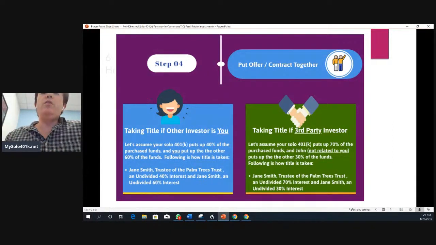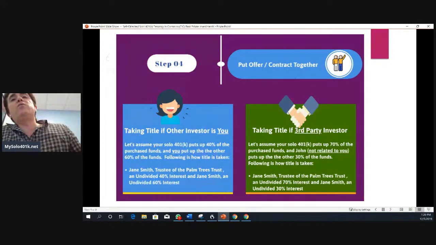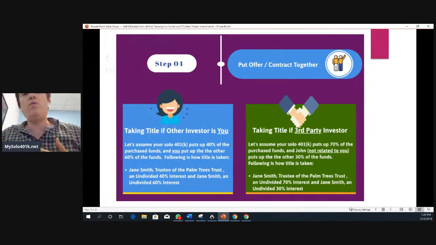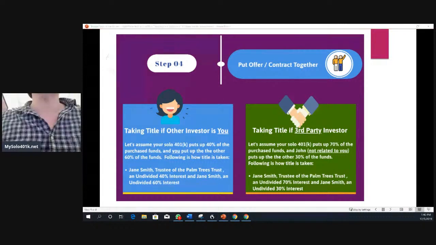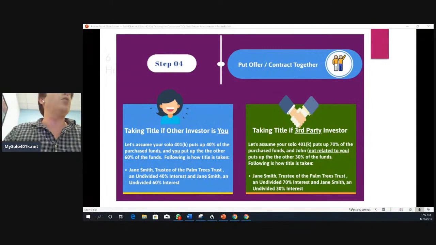With the third party scenario, it's similar. Let's say in this scenario, 70% of the money is coming from Jane Smith's solo 401k, and 30% of the money is coming from an unrelated person. In that case, the title is going to show that Jane has 70%.